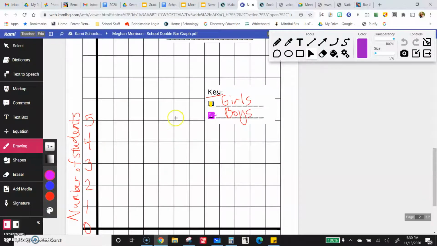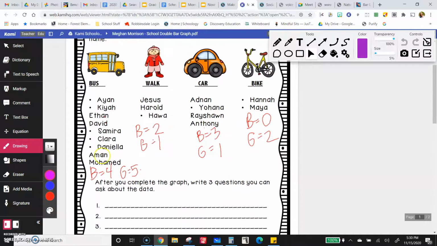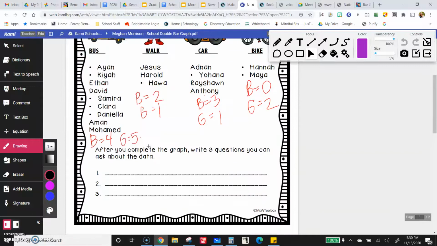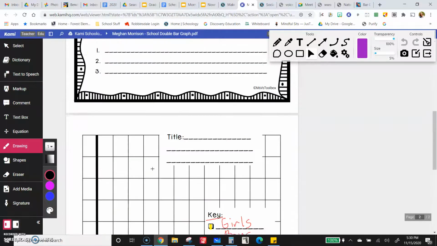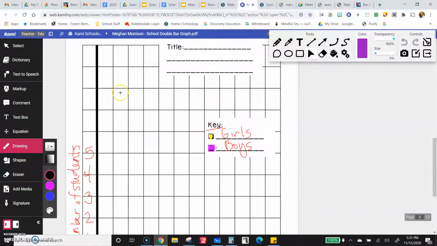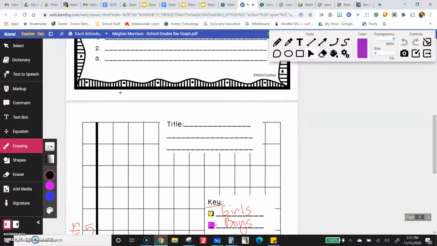So I now have to think about my different categories. So I have bus as my first category. So I'm going to write this in black. So these 2 boxes are going to be bus. So then let's see. Okay, boys was 4, girls was 5. Don't always have to put girls and boys on the same side, but I am going to put girls on the left. So let me remind myself girls was 5.